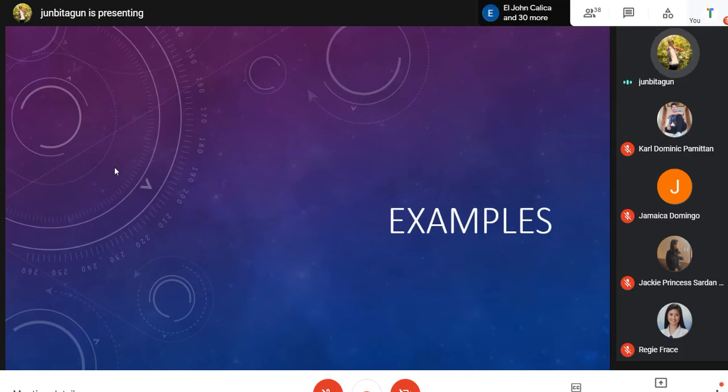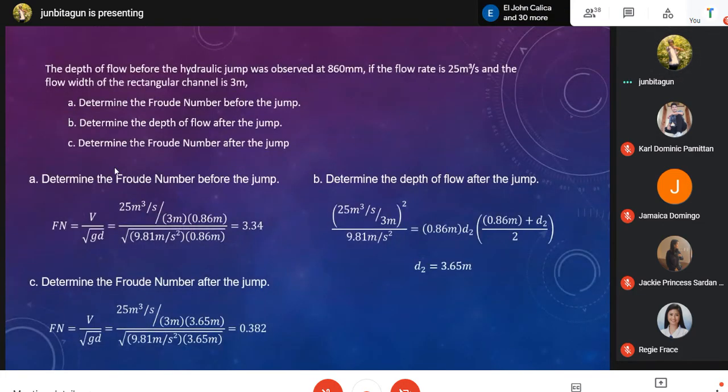And here we are. The depth of flow before the hydraulic jump was observed to be 860 mm. So before the hydraulic jump, the depth is 0.86 meters. The flow rate is 25 cubic meters per second, which is already fast. And the flow width of the rectangular channel is 3 meters. Now, determine the Froude number before the jump, the depth of flow after the jump, and the Froude number after the jump. So, what is the Froude number before the jump?